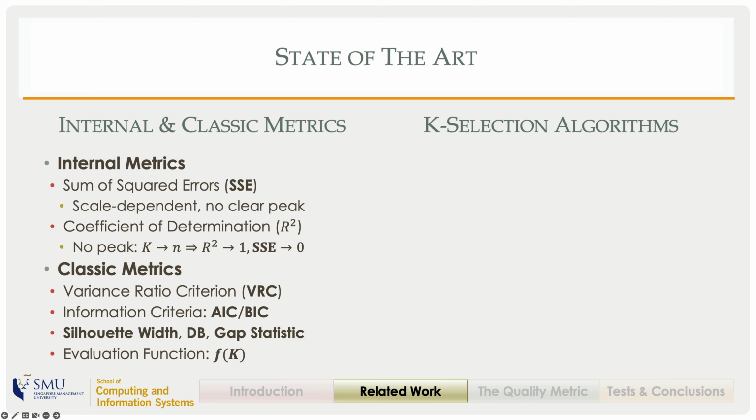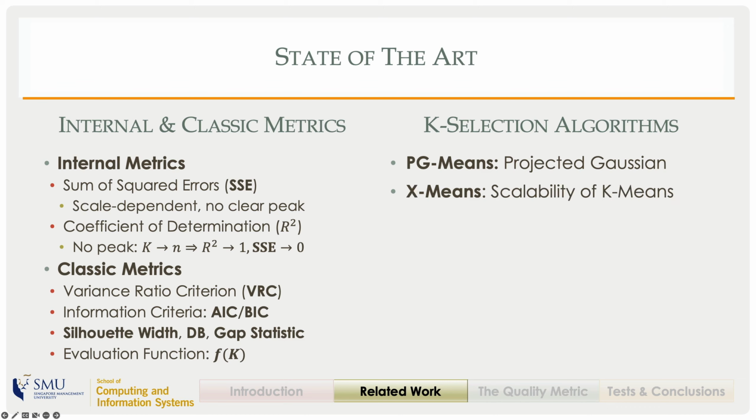Then we have certain algorithms that are specifically designed to address at least one of the problems, the k-selection problem. PG-means is one idea, that will project data and the model into a linear subspace, and then it looks for a good fit between those two. X-means is a way of addressing the scalability issues in k-means and can also determine the right number of clusters to form. G-means is a statistical test, and it again scans from within a range of k values to find the best possible k.